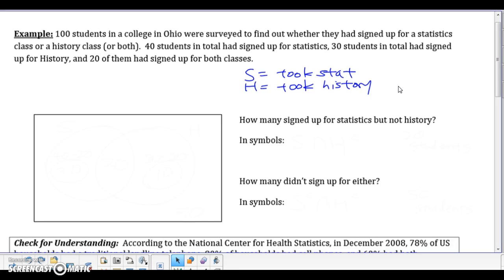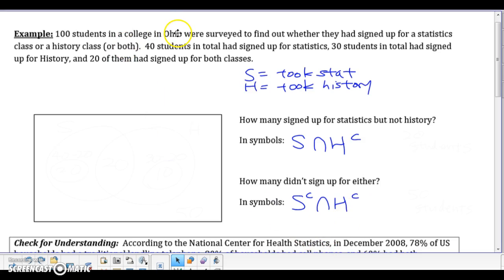I have a couple of questions here. How many signed up for statistics but not history? So in symbols, that would be they took stat and they did not take history. How many didn't sign up for either? That would be people who didn't take stat and they didn't take history. So one way of writing that in symbols would be like this. They didn't take stat and they didn't take history.